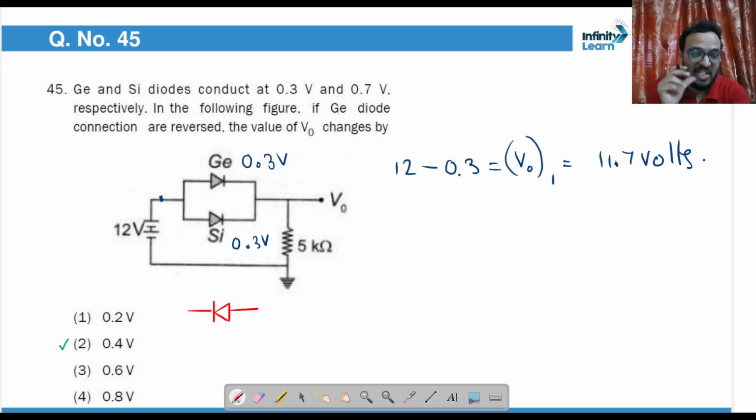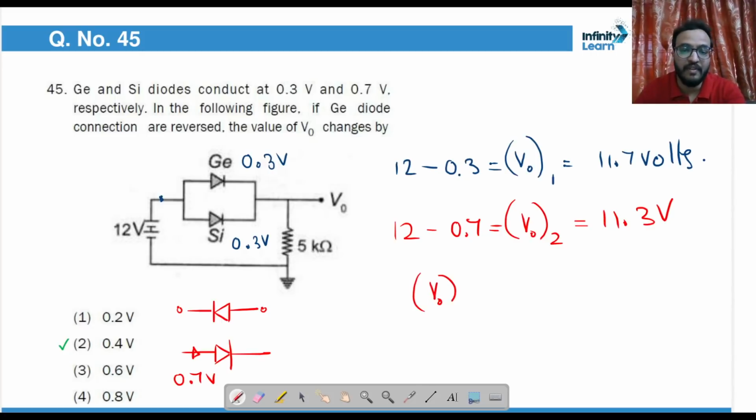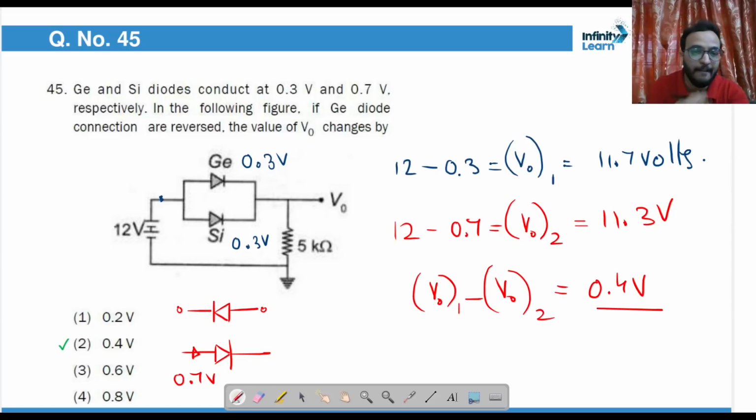So no matter what, germanium will not open, but after 0.7 volts, silicon will completely allow all the current. So the potential difference will be maintained at 0.7 volts. So this time 12 minus 0.7 will be V naught, second value, that is 11.3 volts, right? So what is the difference in the values of V naught in both the cases? 0.4 volts. Do you understand?